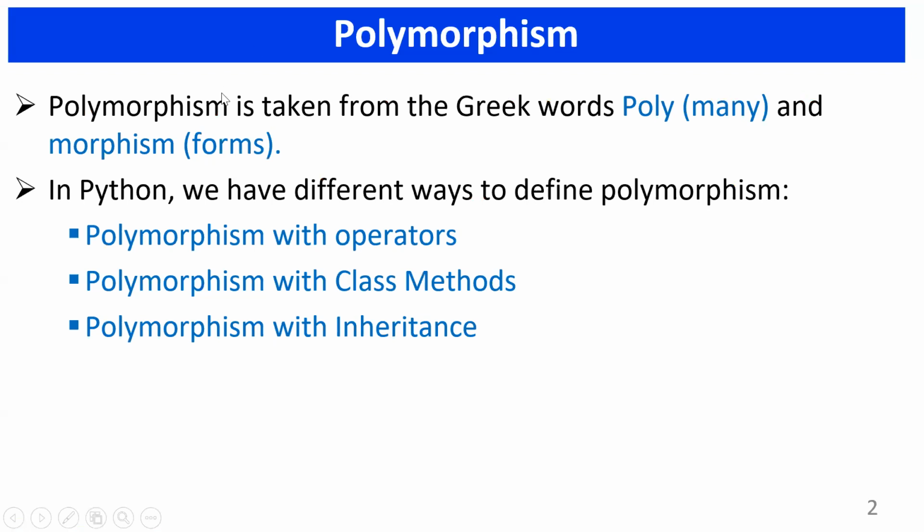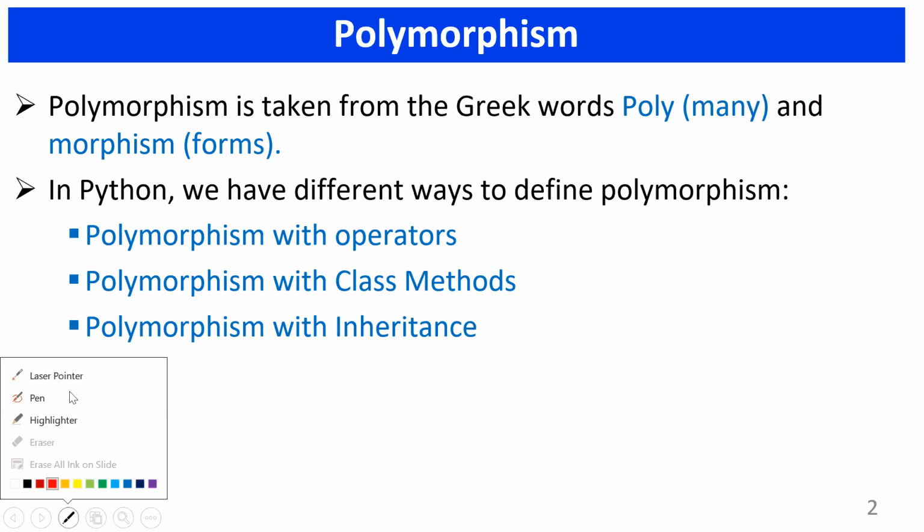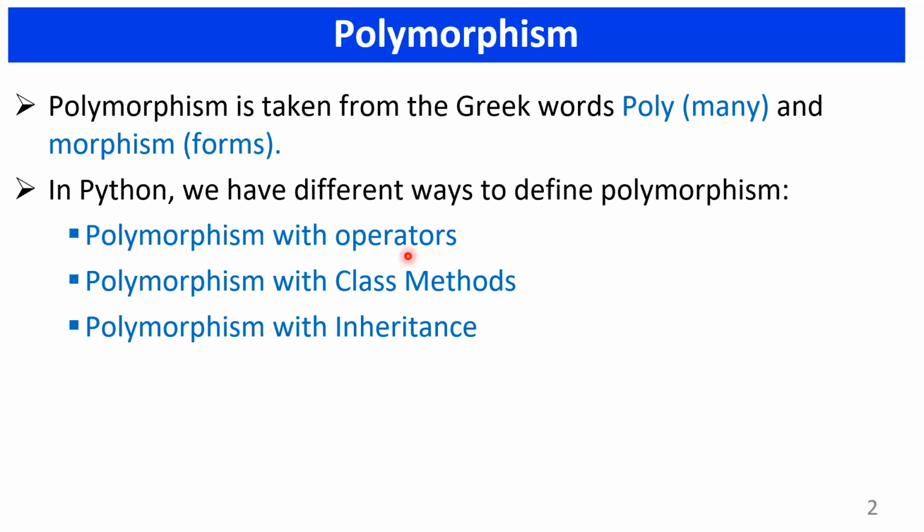Now first, let us look at the meaning of polymorphism. Polymorphism is taken from the Greek words poly, which means many, and morphism, which means different forms. So in Python, we have different ways to define polymorphism. We can achieve polymorphism using operators, using class methods, and also using inheritance.